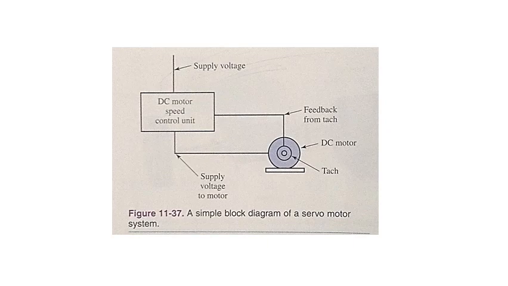When the mechanical load is released from the motor, RPM will increase above the required 1000 RPM. The tach now sends a higher voltage to the speed control unit. This causes the speed control to apply a lower voltage to the DC motor until it slows back to 1000 RPM.